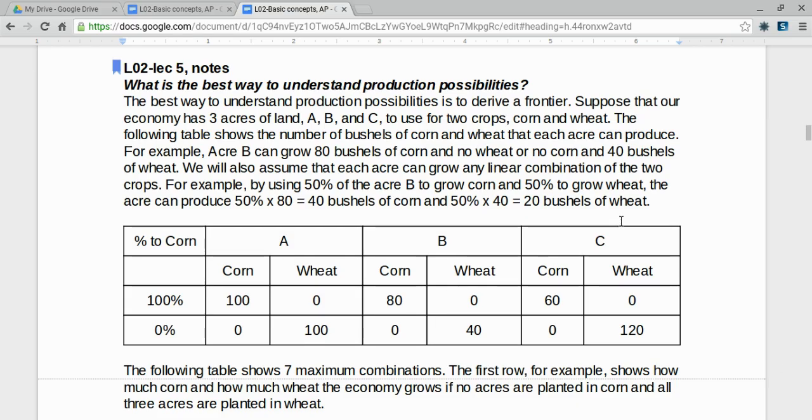The best way to understand production possibilities is to derive a frontier. Suppose that our economy has 3 acres of land, A, B, and C, to use for 2 crops, corn and wheat. The table shows the number of bushels of corn and wheat that each acre can produce. For example, acre B can grow 80 bushels of corn and no wheat, or 40 bushels of wheat and no corn.